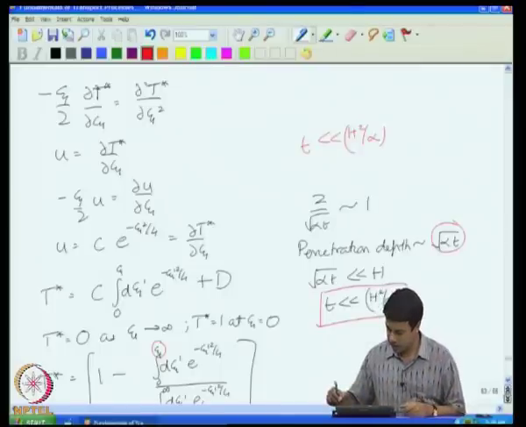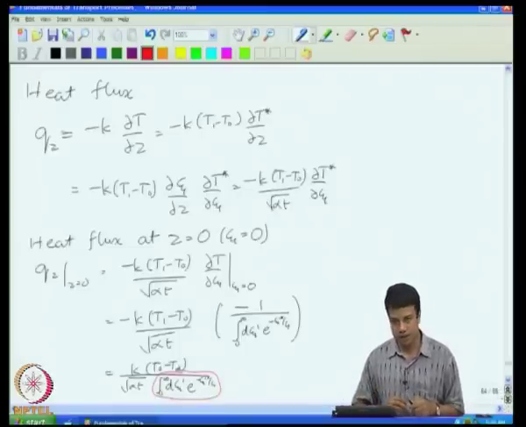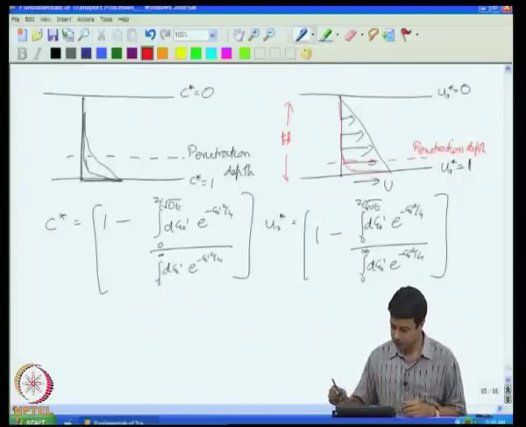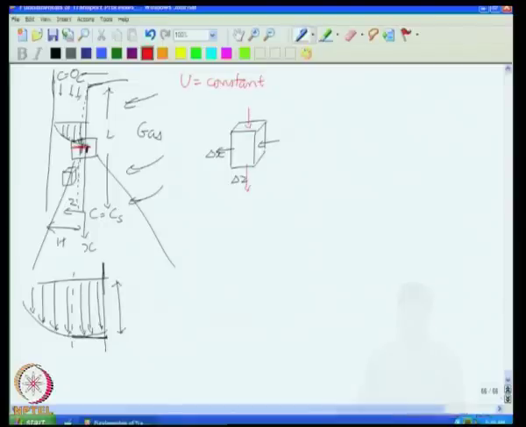And I showed you what the solution was, and the heat flux decreases as t to the power minus half, and I told you that you can get exactly the same solutions for heat and mass, and for mass and momentum transfer. I have set up this problem for you. We will continue this in the next class and try to get a correlation for the Nusselt number. We will see you in the next lecture.